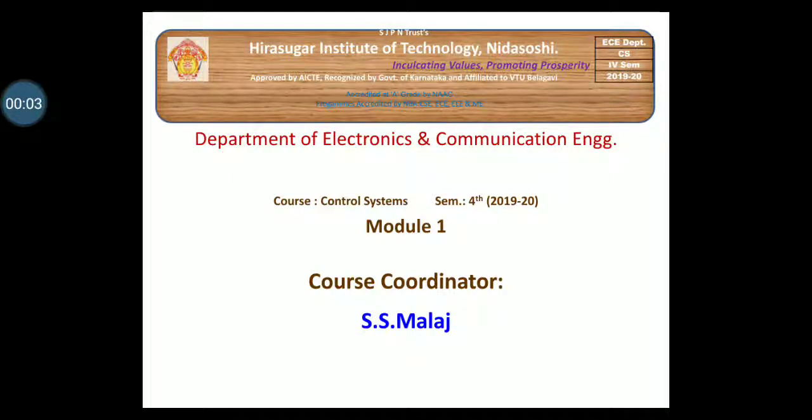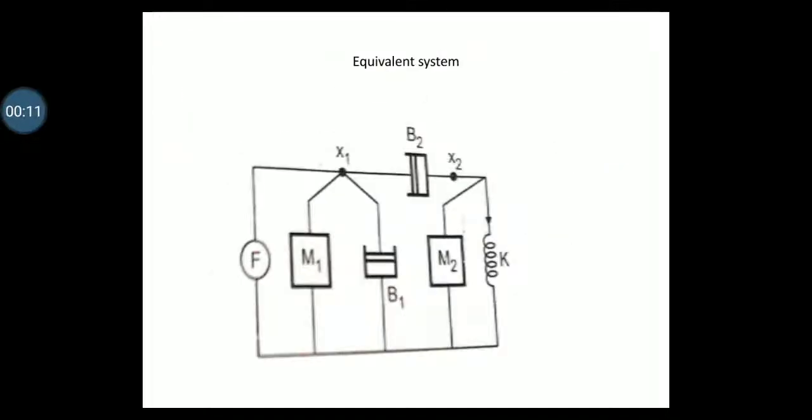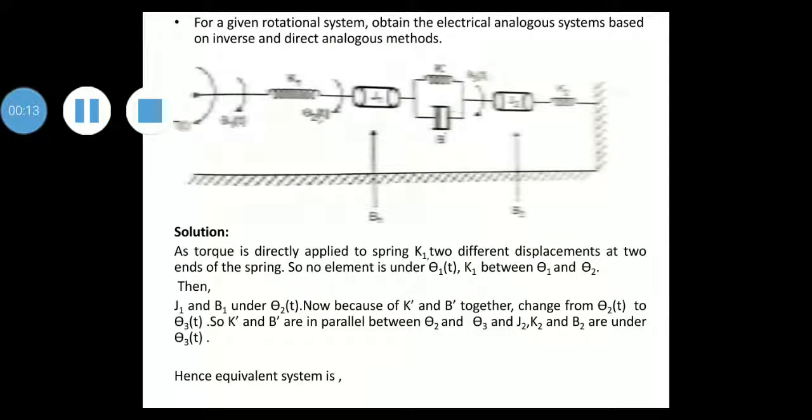Students, so we'll take a problem first in this lecture of module 1. The statement of the problem is, for a given rotational system, obtain the electrical analogous systems based on inverse and direct analogous methods. So this is the system given.